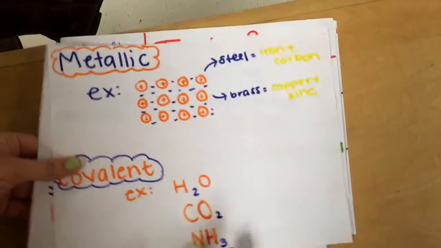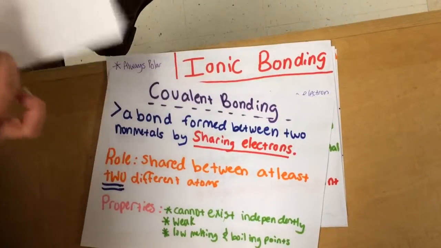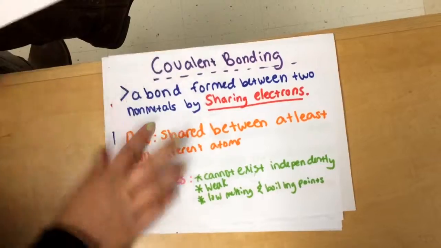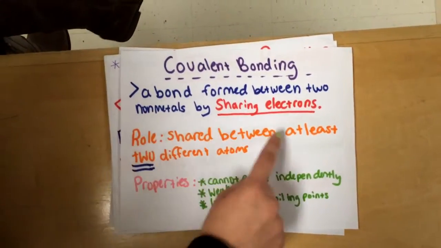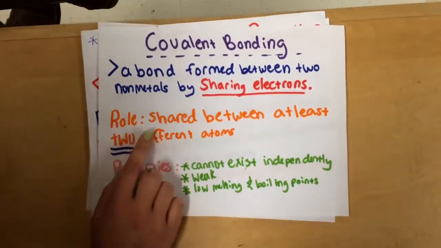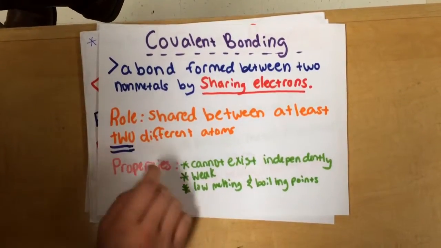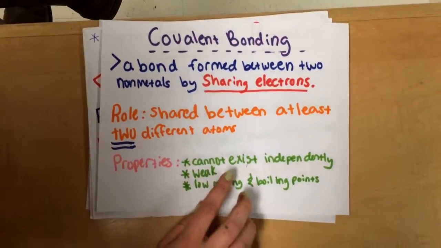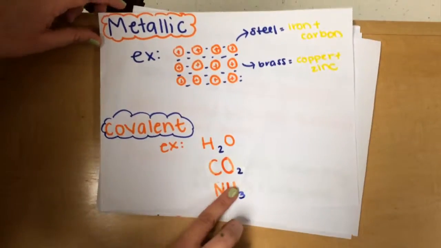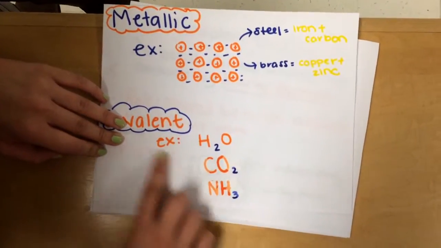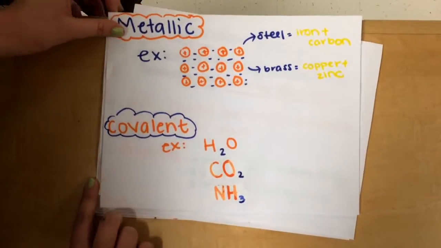The next bond is covalent bonding, and it's a bond formed between 2 nonmetals by sharing electrons. Their role is that they're shared between at least 2 different atoms, and their properties are that they're very weak and they can't exist independently. And an example of covalent bonding is right here to show how the elements come together.